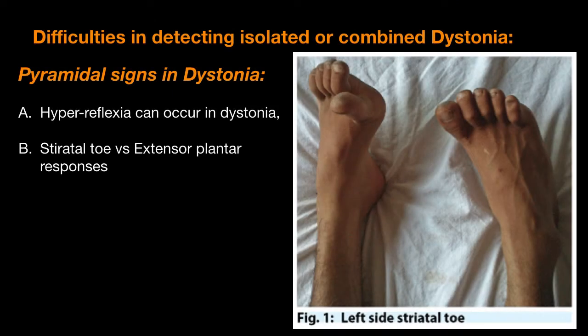Detecting pyramidal signs such as spasticity, hyperreflexia, or Babinski sign in dystonia can sometimes be difficult, because hyperreflexia can occur in dystonia, presumably due to reinforcement of reflexes from dystonic muscle activation. Plantar responses also can appear extensor due to a striatal toe, mimicking the Babinski response. In a striatal toe that's seen in dystonic disorders, the toe remains upward for a while after eliciting the plantar reflex, and there is no finger fanning actually.